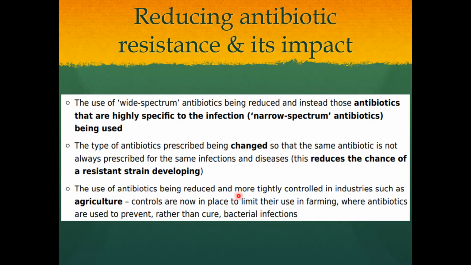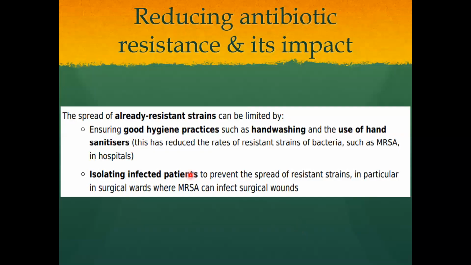The use of antibiotics should be reduced and more tightly controlled in industries such as agriculture. So there also we need to reduce the use of antibiotics. Controls are now in place to limit the use in farming, where antibiotics are used to prevent rather than cure bacterial infections. So the spread of already resistant strains can be limited.